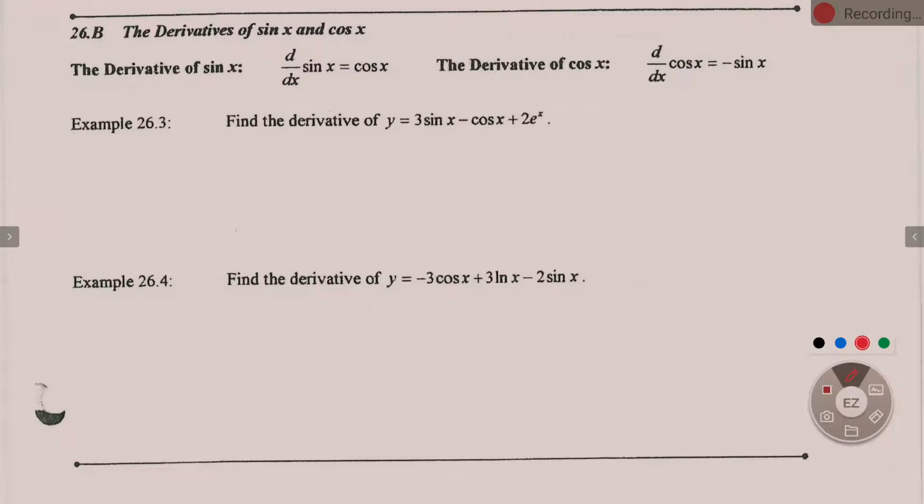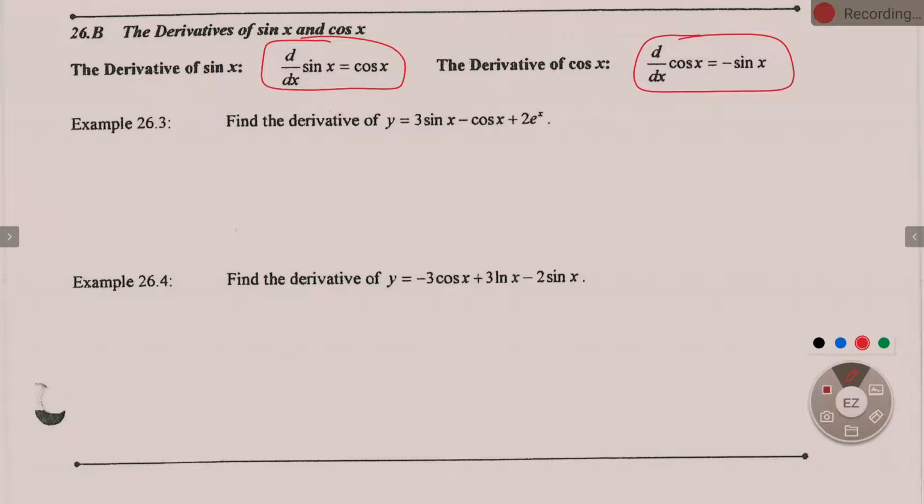Two new derivatives to learn, so you've got 4 total today. The derivative d/dx of sine x is cosine x. So the derivative of sine of something is cosine of something. Not to be confused with the derivative of cosine. The derivative of cosine of x is negative sine x. I'm not sure I have a great memorization technique on these, other than the more you use them, the more you'll know them.